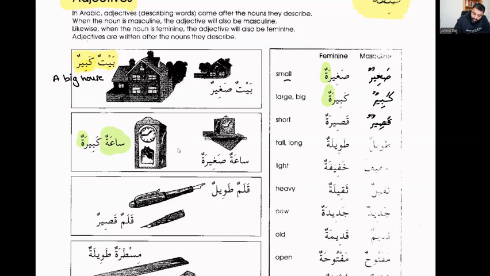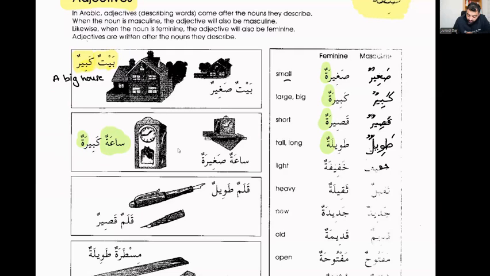Qasirun. Something is qasirun, and the female version is qasiratun. Okay. If I want to say this man is tall, I would say tawilun. But if I want to say the woman is tall, I would say tawilatun. Good.